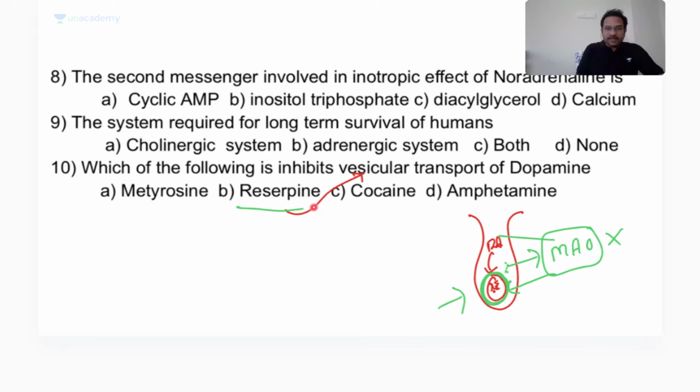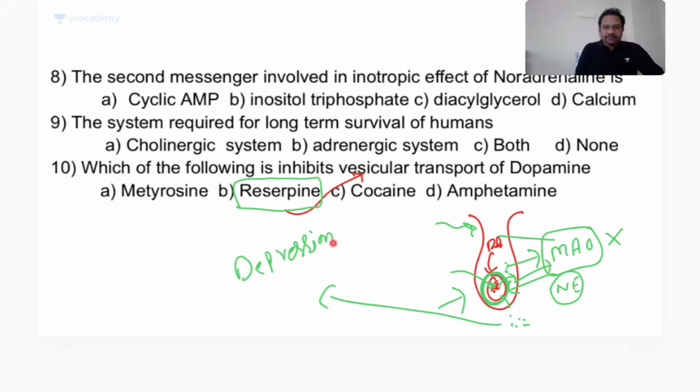So this is inhibited by reserpine. Actually what happens is reserpine replaces it, it gets inside and norepinephrine comes out and gets metabolized. So when there is a signal transmission or stimulation, the vesicle comes out and releases reserpine instead of norepinephrine. This is the reason why reserpine causes long-term depression. So that's why reserpine use is not encouraged nowadays. It is not being used. So these are all the first set of 10.